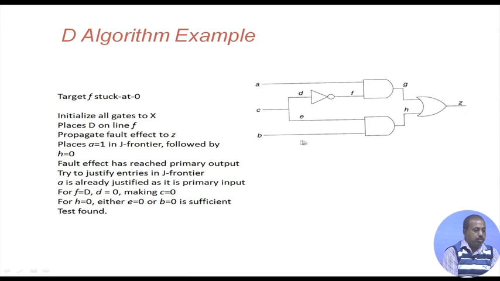For H equal to 0, we can do either E equal to 0 or B equal to 0. Either of them can be done. Since the C line is already set to 0, E equal to 0 is already done. So, we have found the test pattern where A is equal to 1, C equal to 0 and B can be don't care. That is a test pattern. So, this algorithm could successfully find a test pattern for this particular fault.